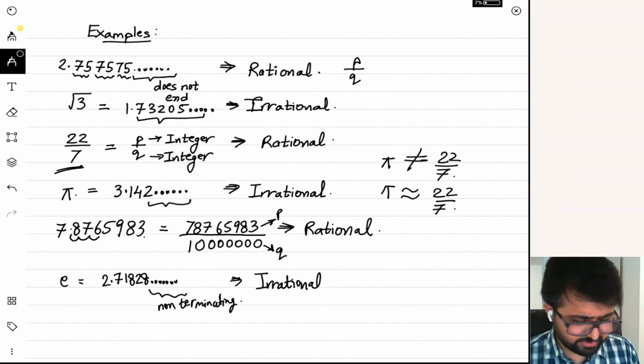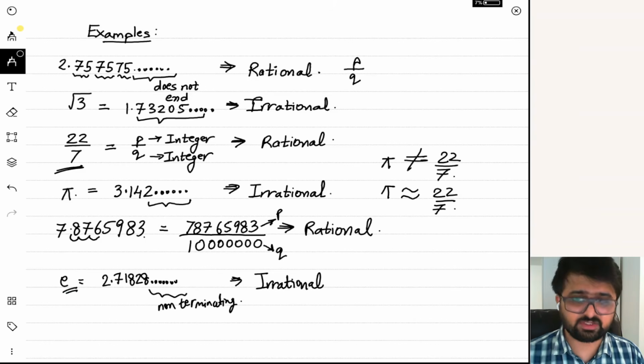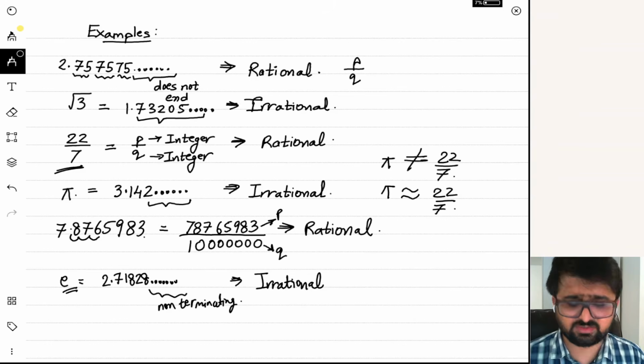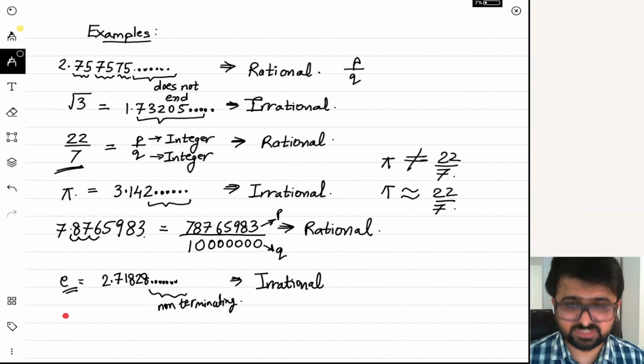Now, E is an important number to keep in mind as it comes in your higher classes, in chapters like logarithm, differentiation, integration, and many other subjects related to mathematics in your higher studies as well. Although they are most likely not going to ask you in your ninth class, it's important to keep in mind that it's an irrational number.